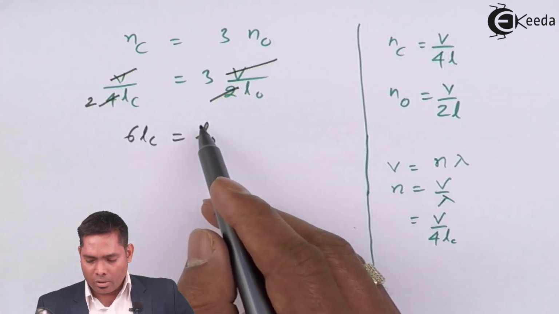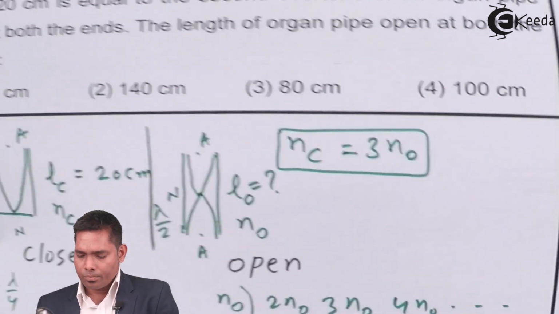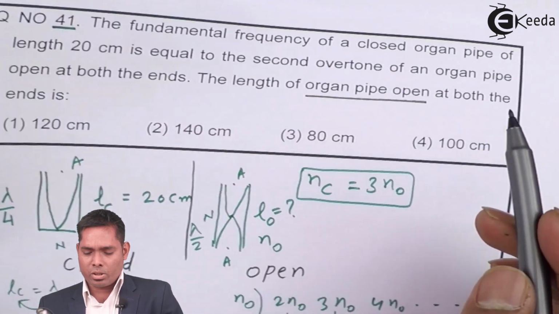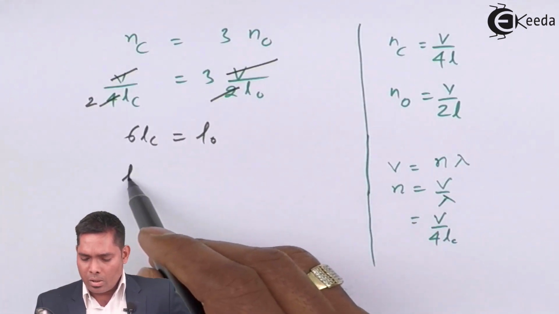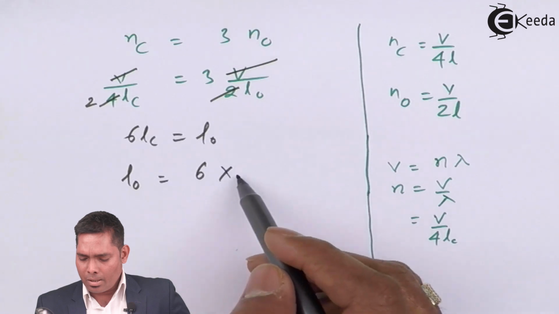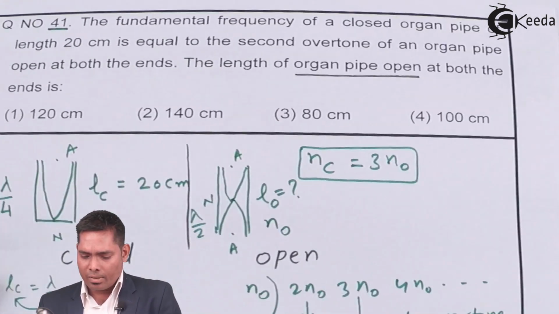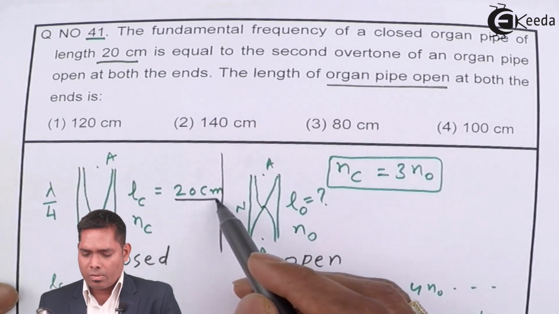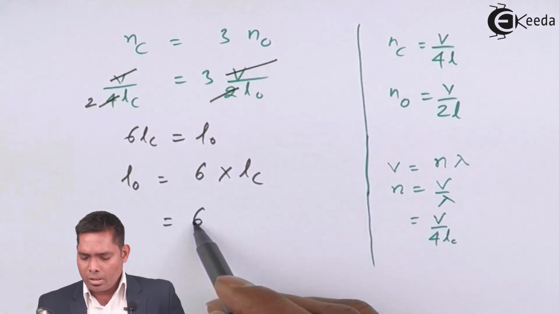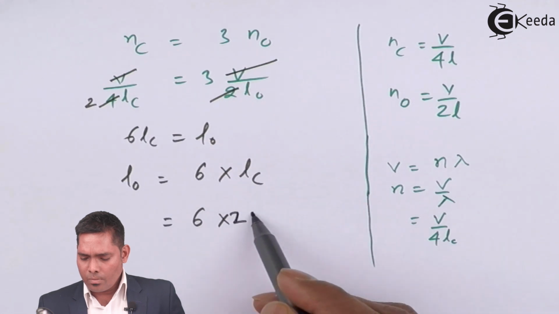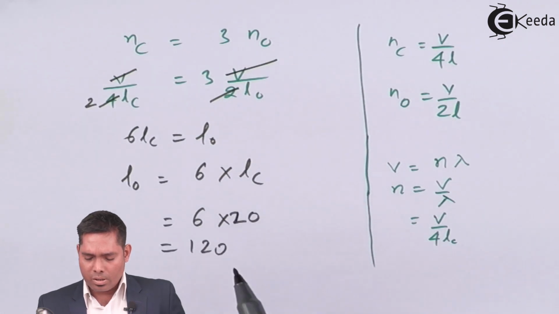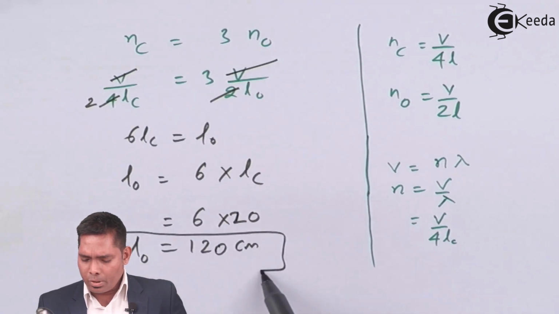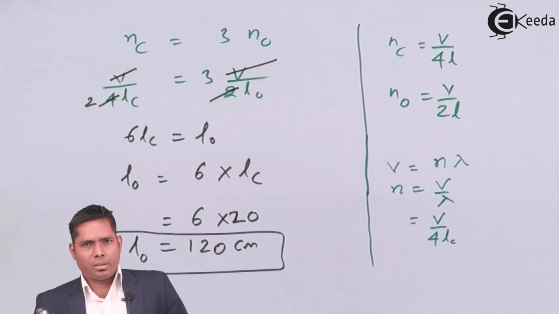We're interested in the length of the open tube, the length of the open organ pipe. That means we're interested in LO. So this LO equals 6 times LC. What is LC given here? LC is given 20. So then I'll put here 6 into 20. So this becomes 120 centimeter. So the length of the open tube is 120 centimeter.